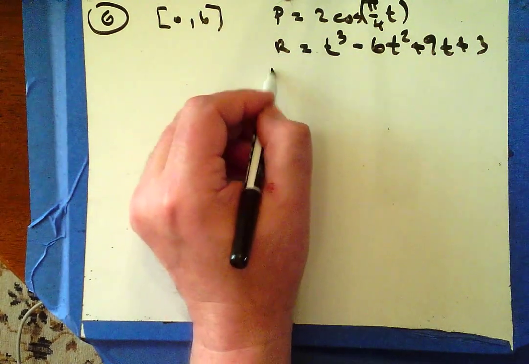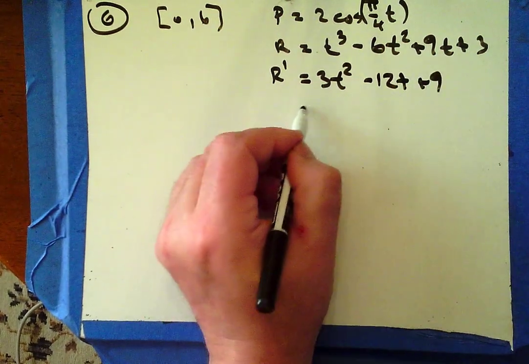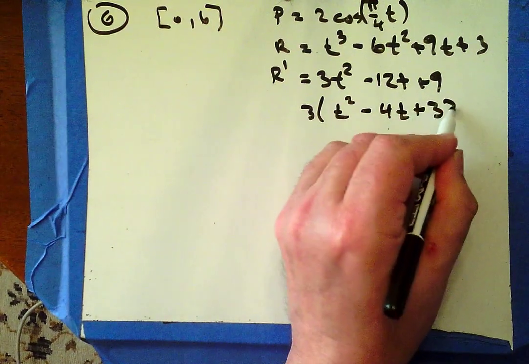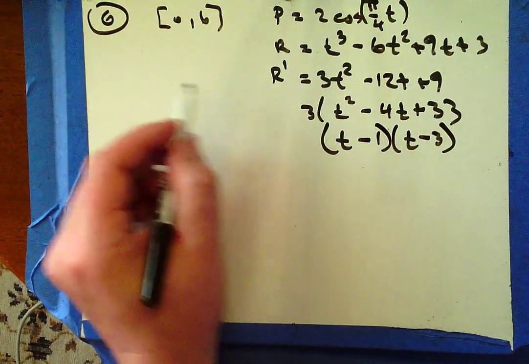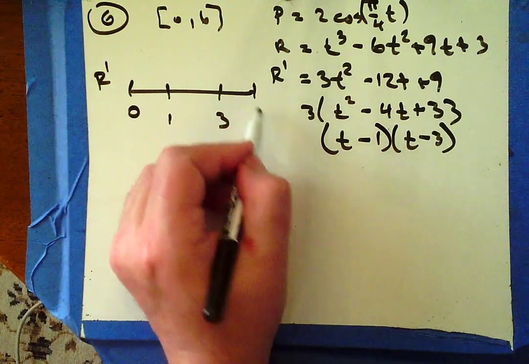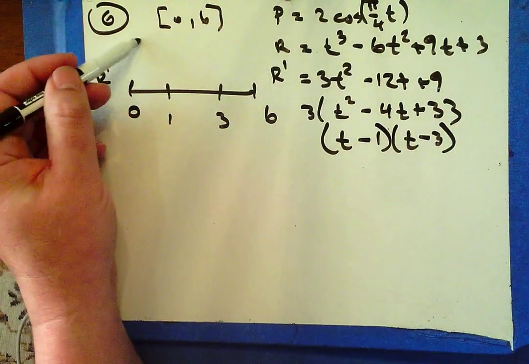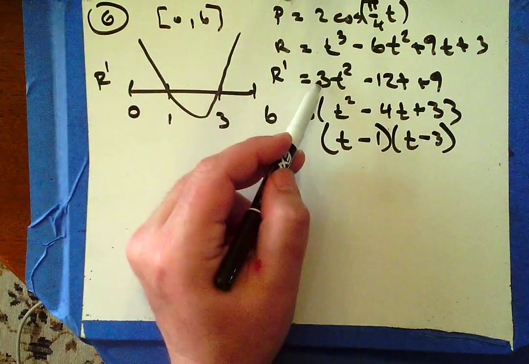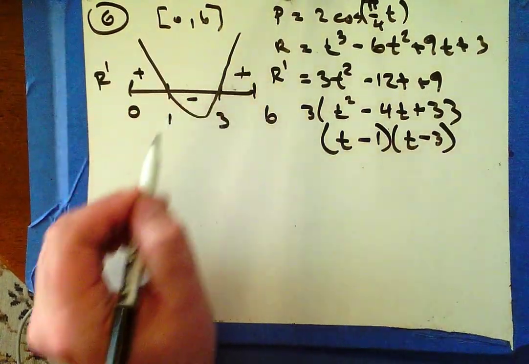Okay, so I want to look at R prime. That's 3t squared minus 12t plus 9. I can pull a 3 out of each of those: t squared minus 4t plus 3. And so I get t minus 1, t minus 3. And so my R prime sign chart, 1, 3, 6. R prime is a parabola that points up, so I don't have to test values. I just know that a parabola with a positive leading coefficient is going to point up and go that way. So we've got positive, negative, positive here.